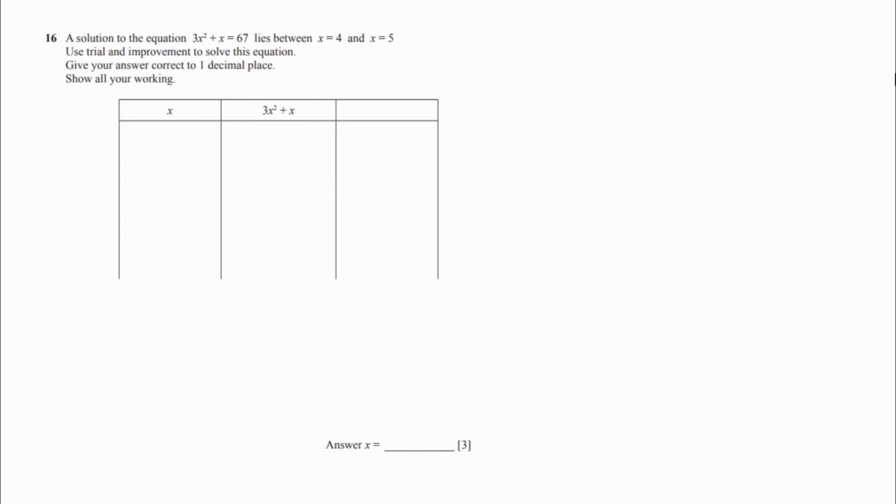Okay, we go to the next question here. A solution to the equation 3x squared plus x equals 67 lies between x equal 4 and x equal 5.